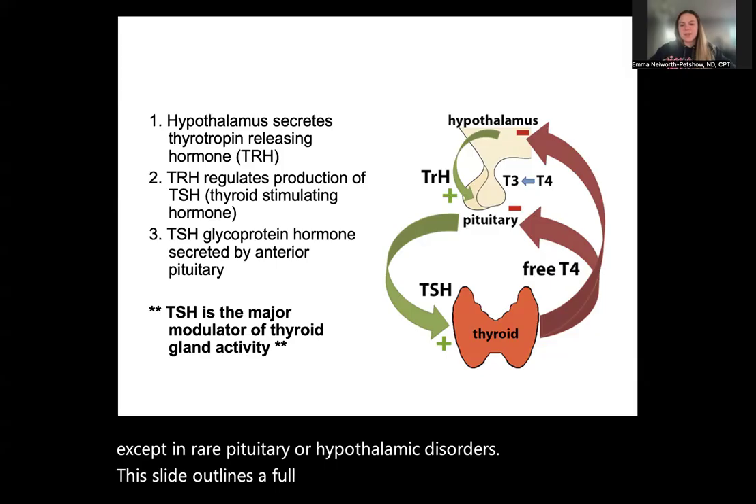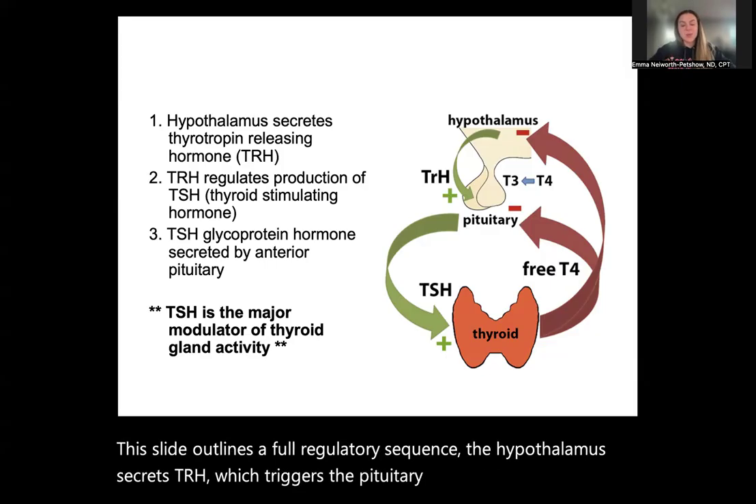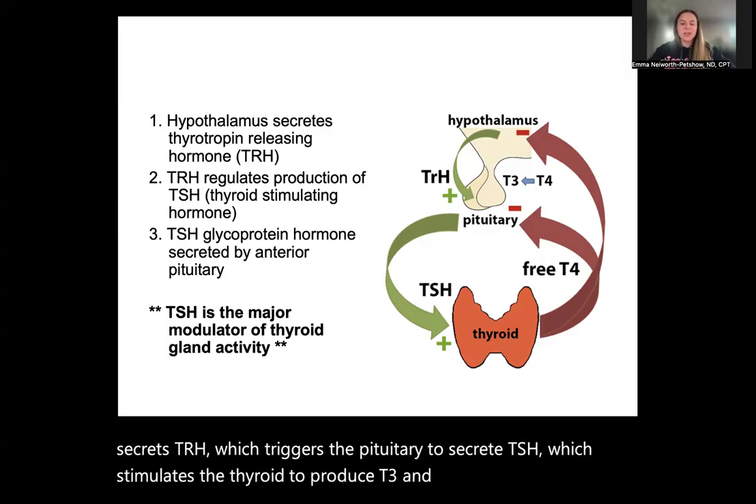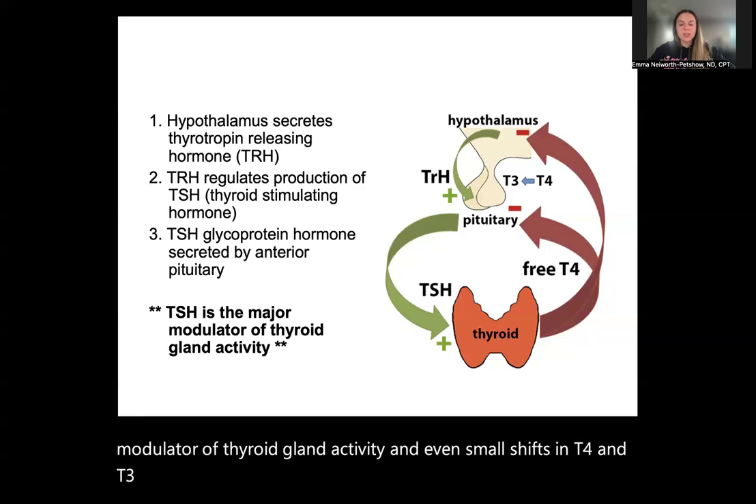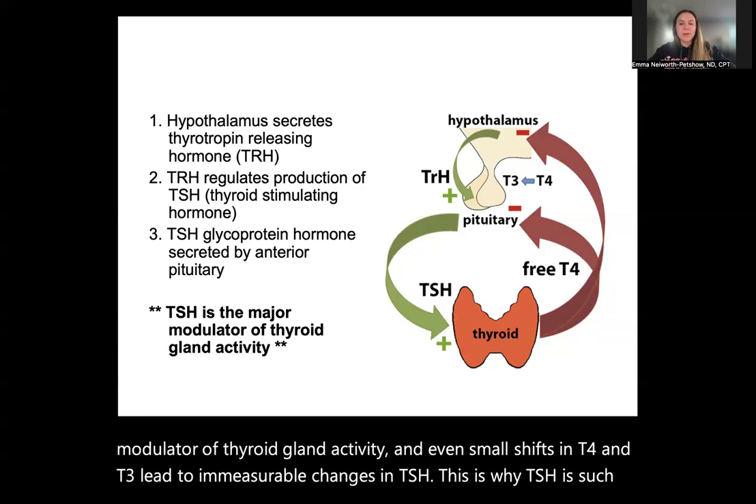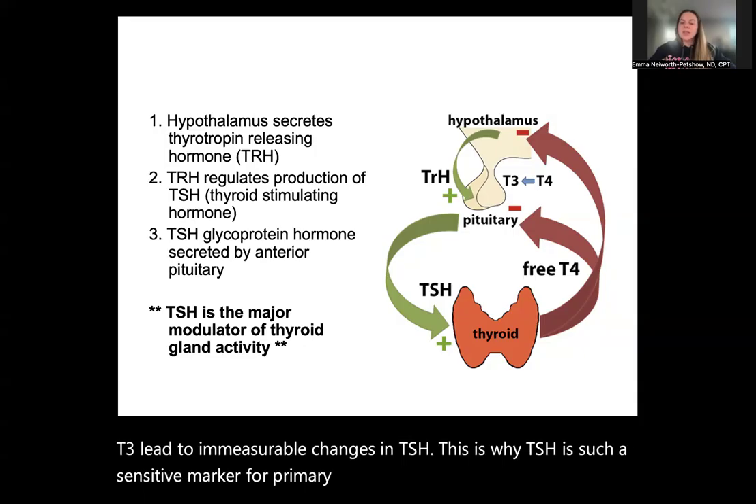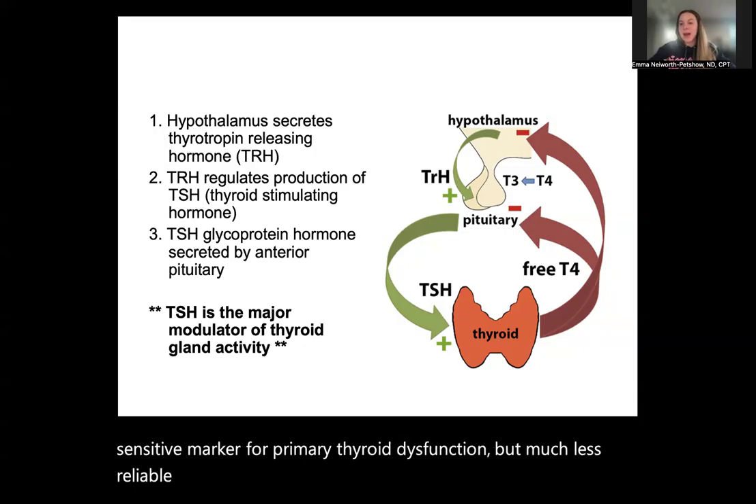The hypothalamus secretes TRH, which triggers the pituitary to secrete TSH, which stimulates the thyroid to produce T3 and T4. TSH is the major modulator of thyroid gland activity, and even small shifts in T4 and T3 lead to measurable changes in TSH. This is why TSH is such a sensitive marker for primary thyroid dysfunction, but much less reliable when the problem is higher, pituitary or hypothalamic in origin.